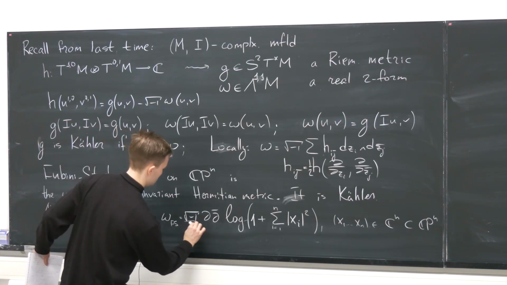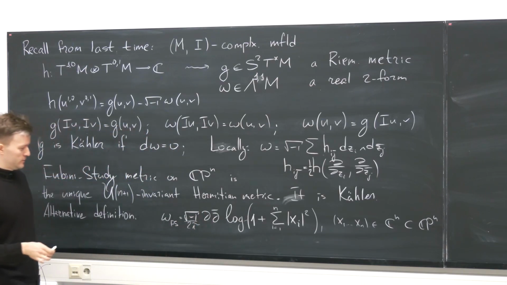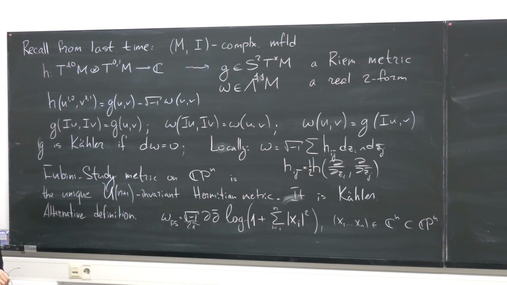Okay, so if we divide by 2 pi, then the cohomology class of this form should be integral. Yeah, I suppose I haven't checked this, but I believe you're right.